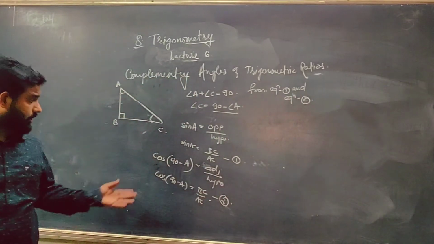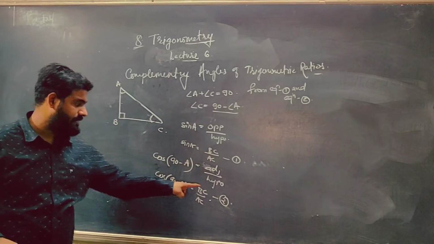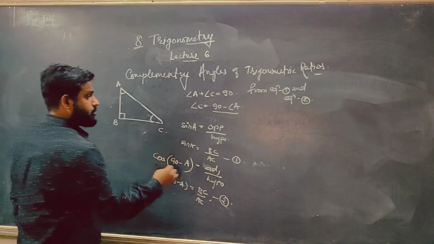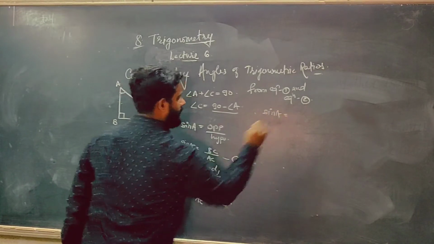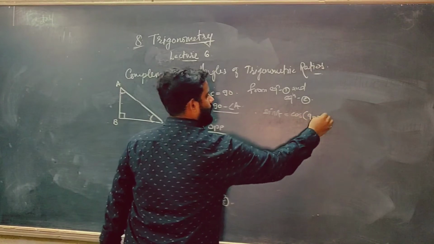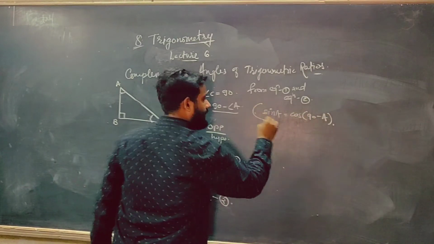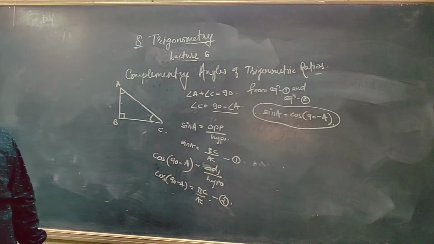Sin A is equal to BC upon AC, cos of 90 minus A is also equal to BC upon AC. So I will say that yes, sin A is equal to cos of 90 minus A. That is a very important relation. Sin A is equal to cos of 90 minus A.